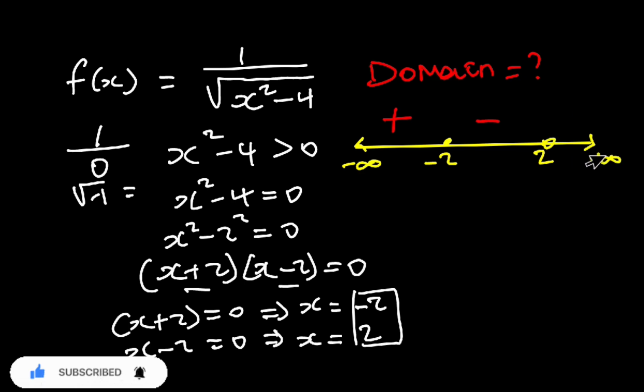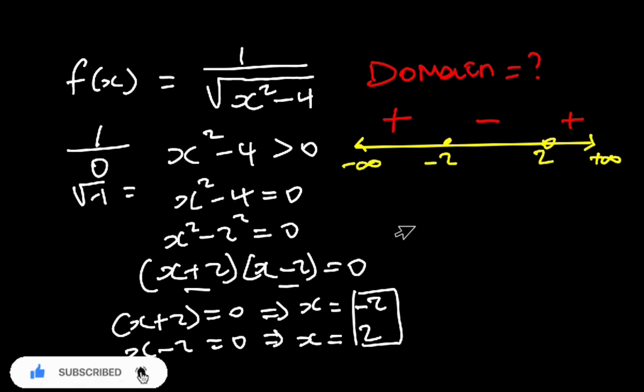Let's choose 10, that is in the region between 2 and infinity. 10 plus 2 is equal to 12, which is positive. 10 minus 2 is equal to 8, which is positive. Now positive times positive is equal to positive. So since we want this to be greater than 0, the region we're going to choose is the region that has positive signs.